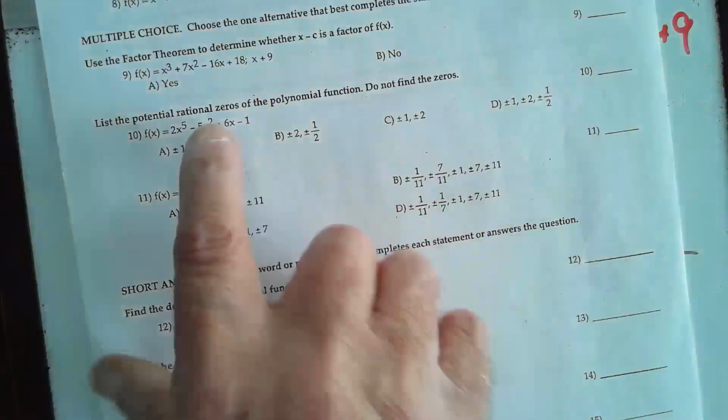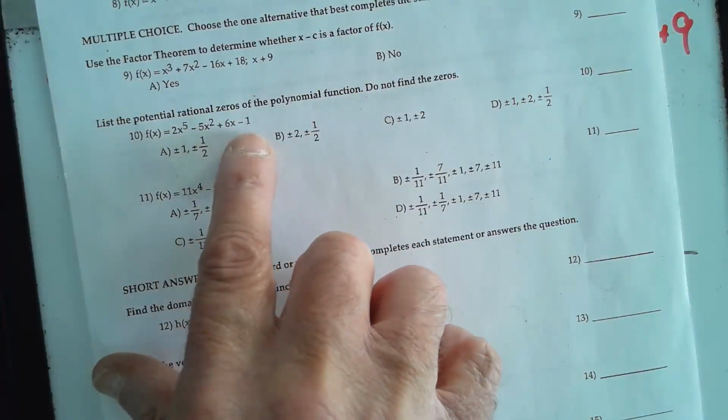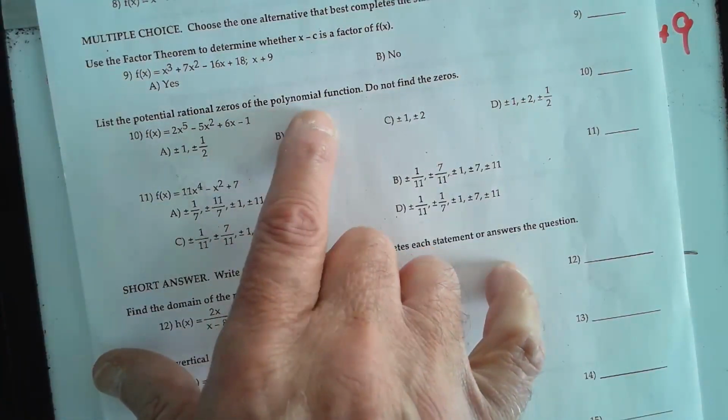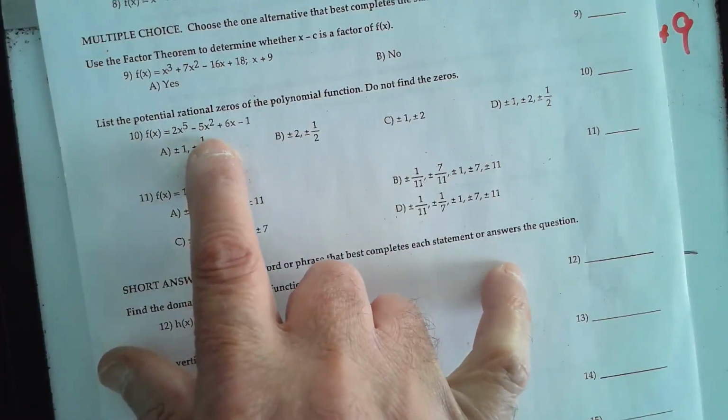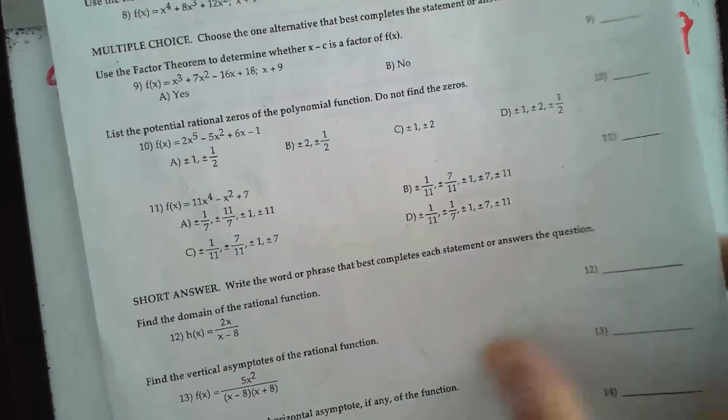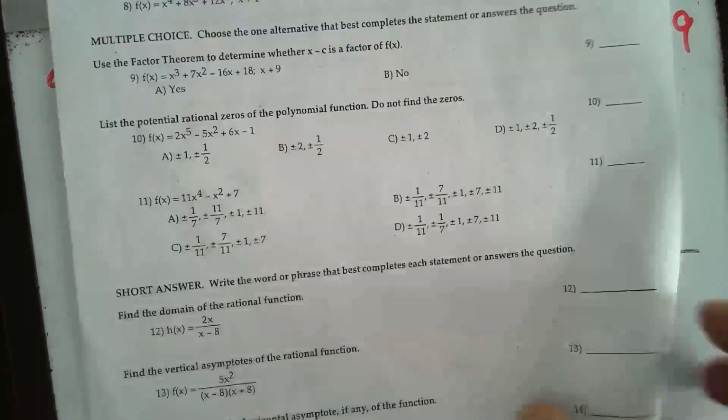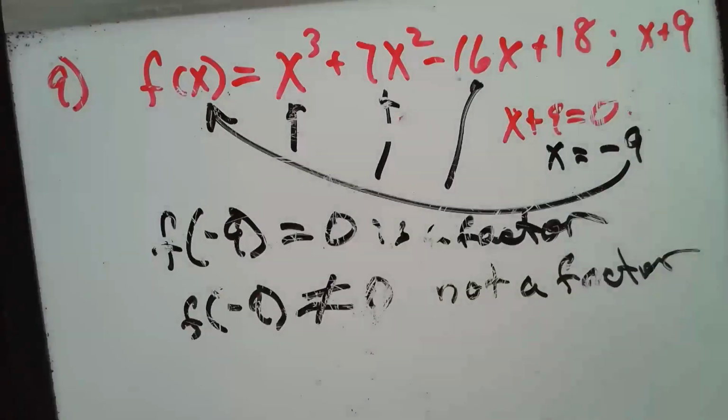Okay. Number 10. Use potential rational zeros of the polynomial function. Do not find the zeros. So you're trying to find the potential zeros here. So how do we do that? Let's go through that again.